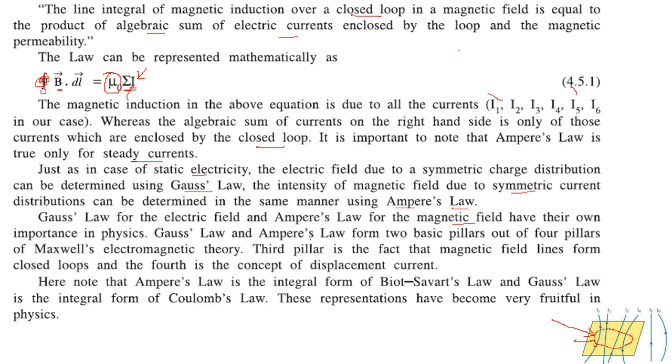Gauss law and Ampere's law form two basic pillars out of four pillars of Maxwell's electromagnetic theory. The third pillar is the fact that magnetic field lines form closed loops. And the fourth one is the concept of displacement current. Ampere's law is the integral form of Biot-Savart law, and Gauss law is the integral form of Coulomb's law. So these representations are very important in order to find out how the magnetic field is related to the current.